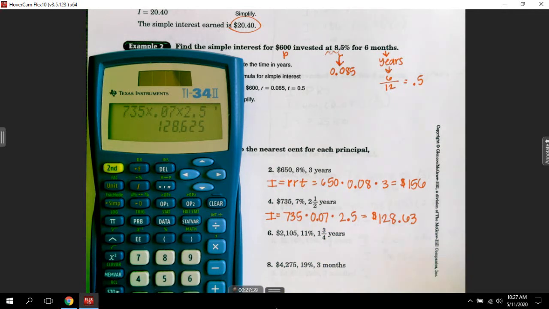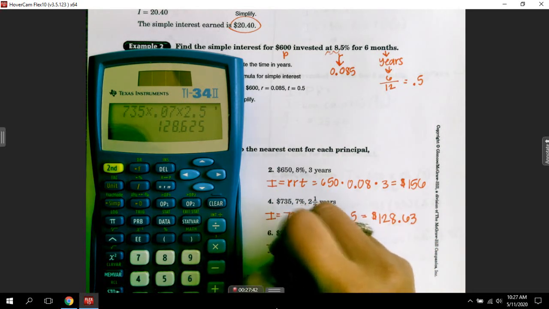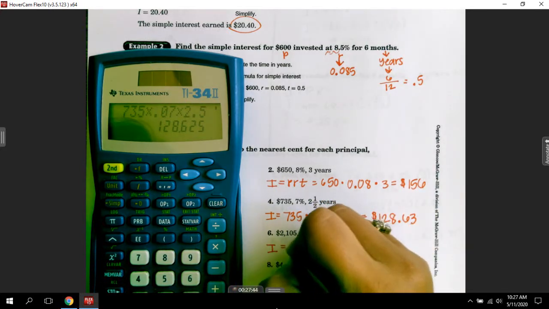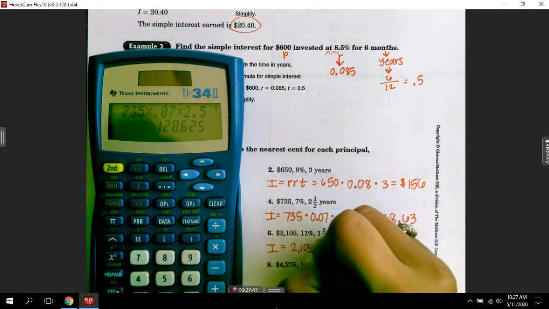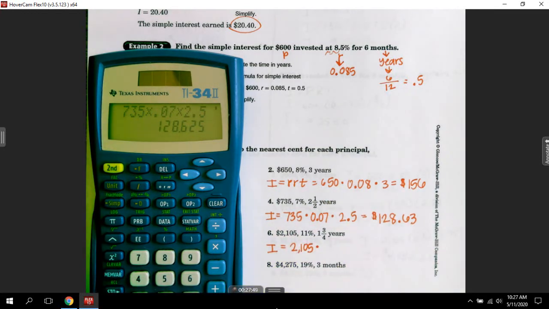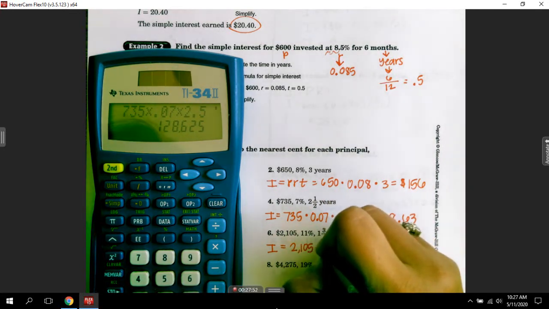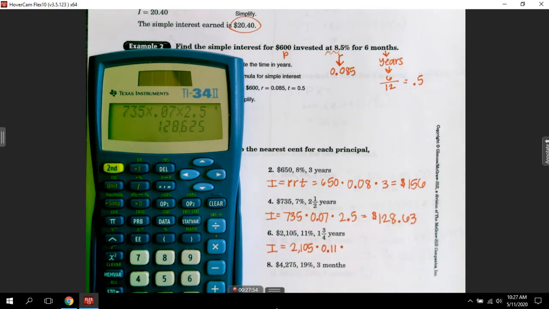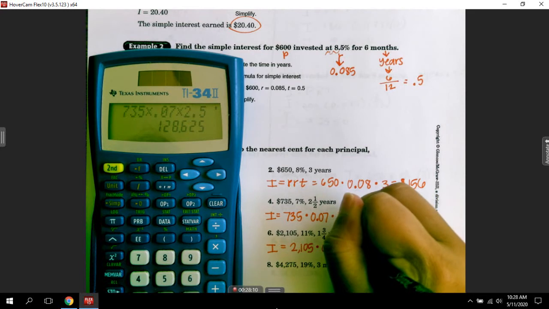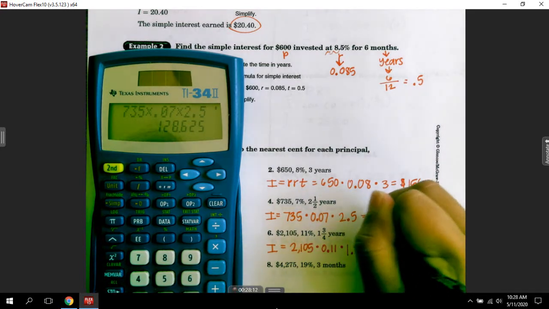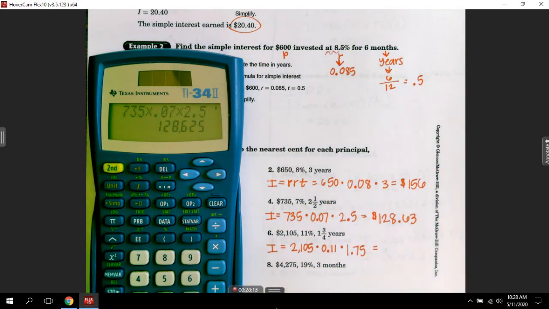All right, number 6, I equals PRT. So P is 2,105 times 11%. So 11% as a decimal is just 0.11 times 1 3/4 years. So again, we're not having to change that because it's already in years. 3/4, we should all know, is 0.75. So I prefer decimals, so I'm going to write this as a decimal, so 1.75. And then you don't have to convert anything because money is in decimals.